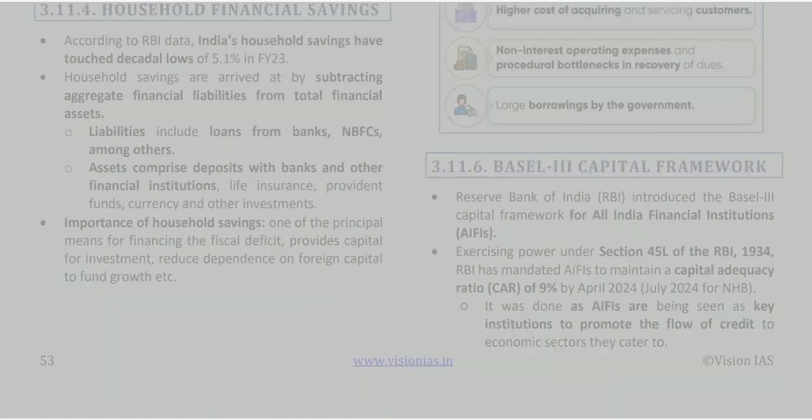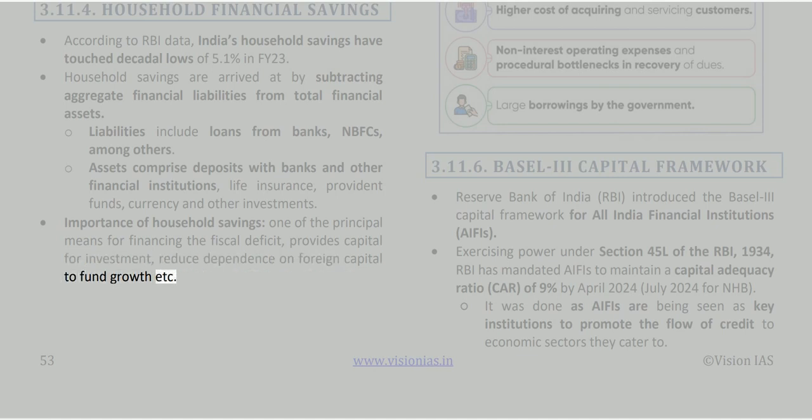3rd November 2004, household financial savings. According to RBI data, India's household savings have touched decadal lows of 5.1% in FY23. Household savings are looked at by subtracting aggregate financial liabilities from total financial assets. Liabilities include loans from banks, NBFCs, among others. Assets comprise deposits with banks and other financial institutions, life insurance, provident funds, currency and other investments. Importance of household savings: one of the principal means for financing the fiscal deficit, provides capital for investment, reduces dependence on foreign capital to fund growth, etc.